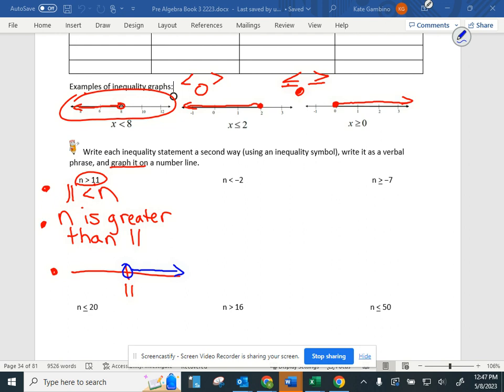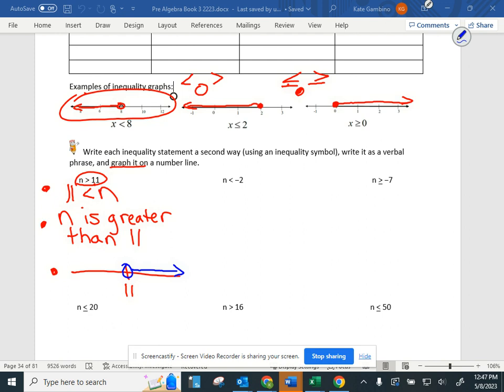So for each of these, you have to write all three. The opposite inequality symbol, so you're flipping it. If N is greater than 11, then 11 is less than N. You're going to write using your words, N is greater than 11, and you're going to do your graph on the number line. So you have to decide, is that circle open or closed? And which direction is our arrow going?